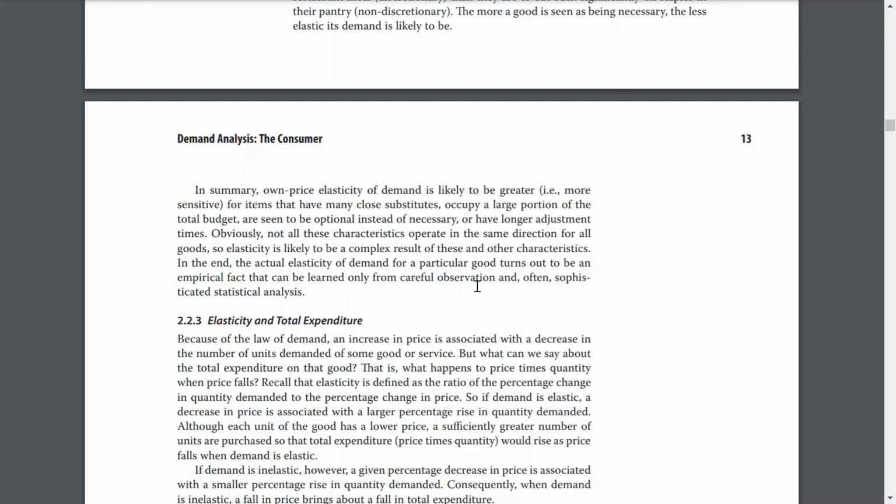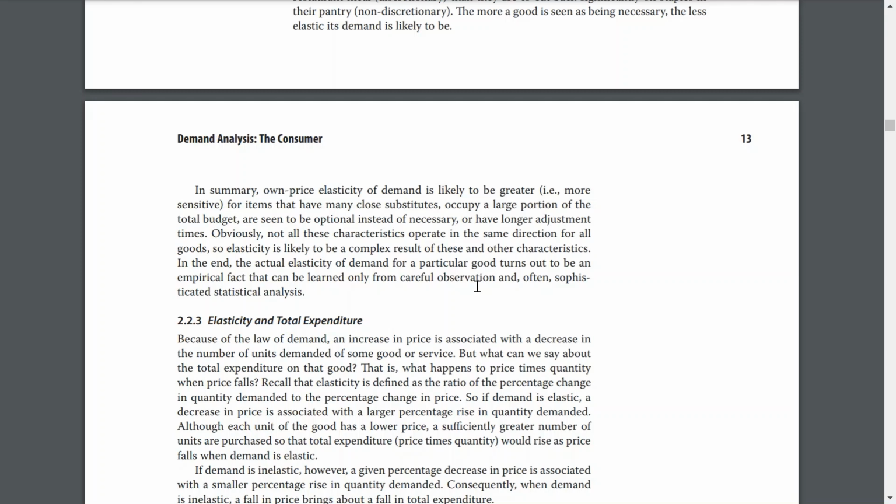Obviously, not all the characteristics operate in the same direction for all goods, so elasticity is likely to be a complex result of these other characteristics. In the end, the elasticity of demand for a particular good turns out to be an empirical fact that can be learned from careful observations and often sophisticated statistical analysis.